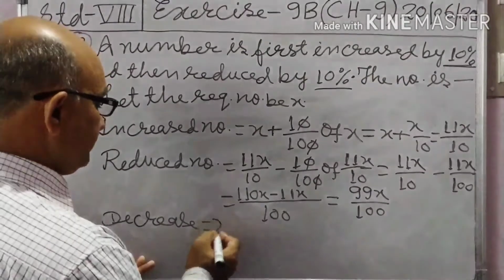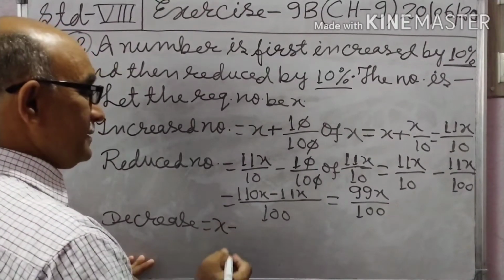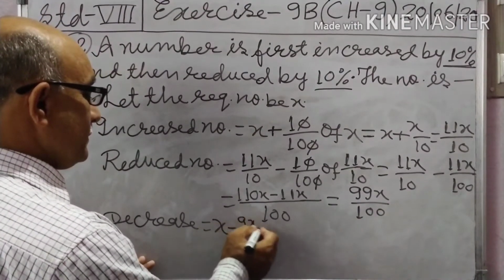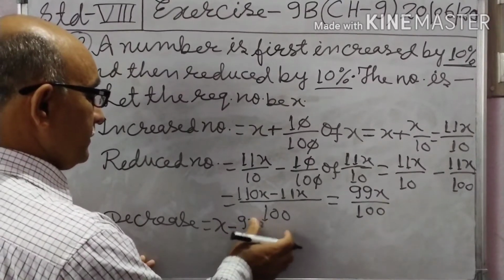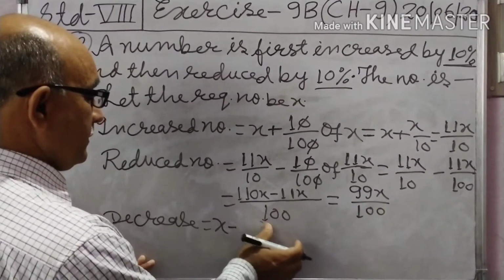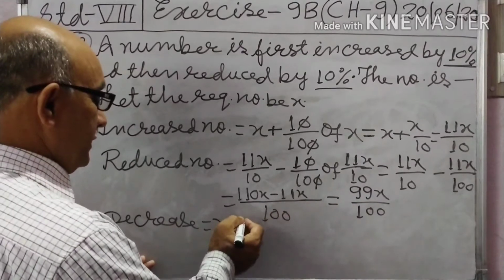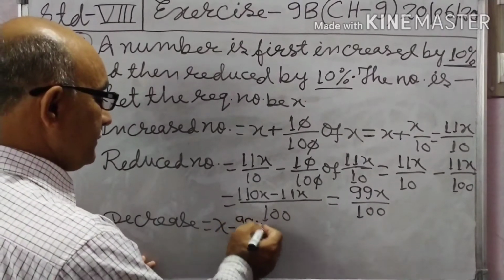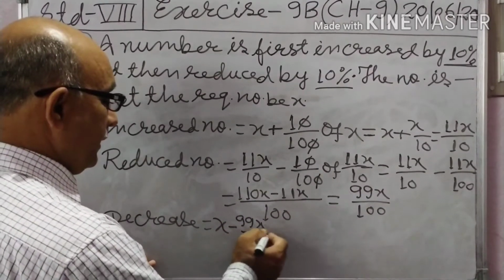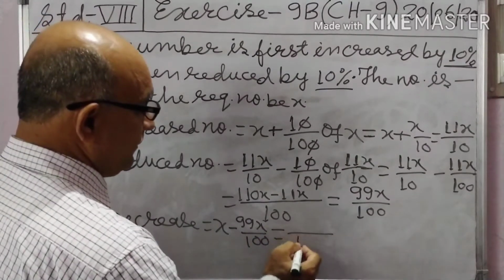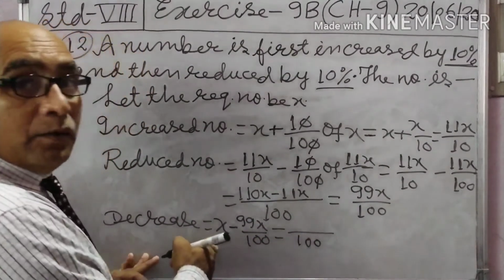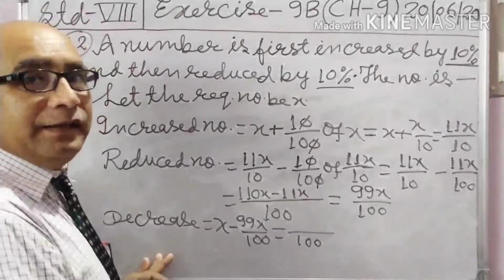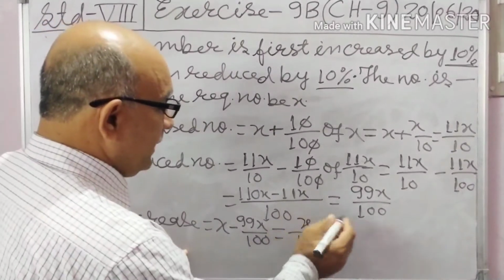So decrease equal to x minus 99x by 100. Take an LCM of 100. 100x minus 99x equal to x by 100.